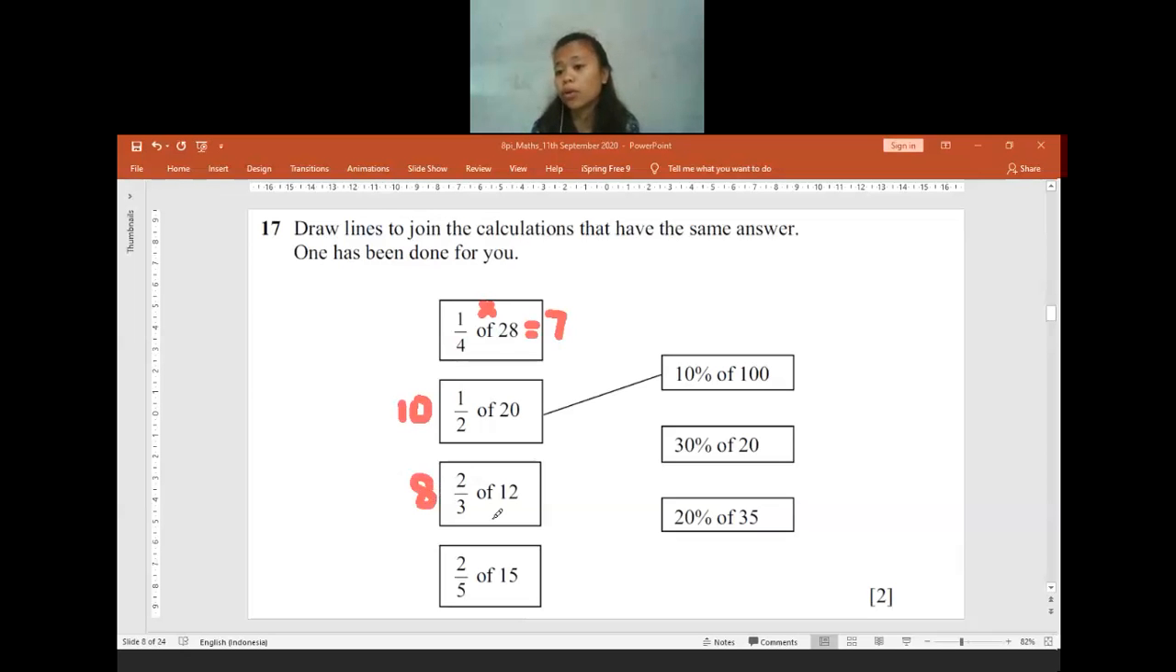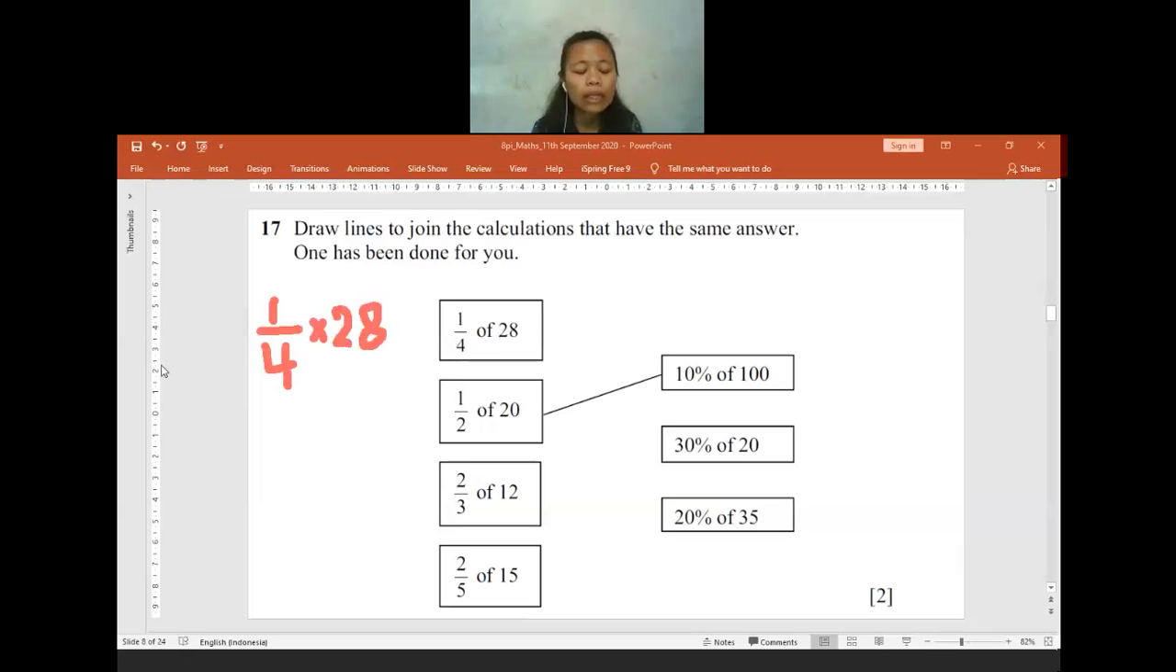Is there anyone who is confused about multiplying a fraction with a whole number in here? Okay. If you are still confused, "of" in here means times. You can always simplify by cancelling. So in here, 1/4 times 28. If you are still confused, maybe you have to memorize all of the multiplication.